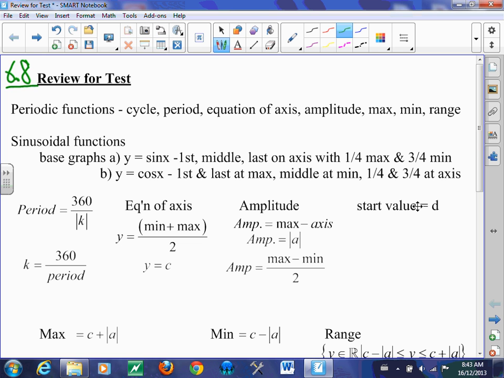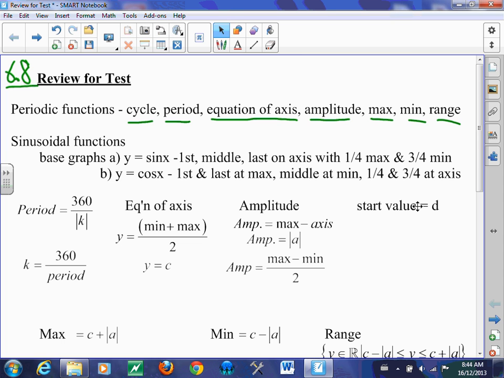So, ladies and gentlemen, different pieces of terminology you need to make sure you know or have mastered for this unit test are cycle, period, equation of the axis. Remember, it's horizontal for this unit, okay? Amplitude, the min and the max and the range, those are all tied in together.